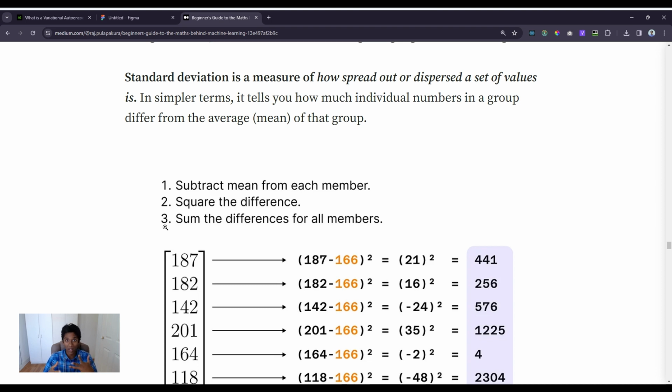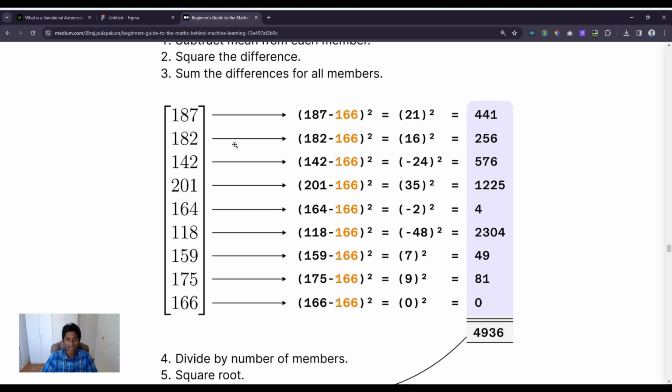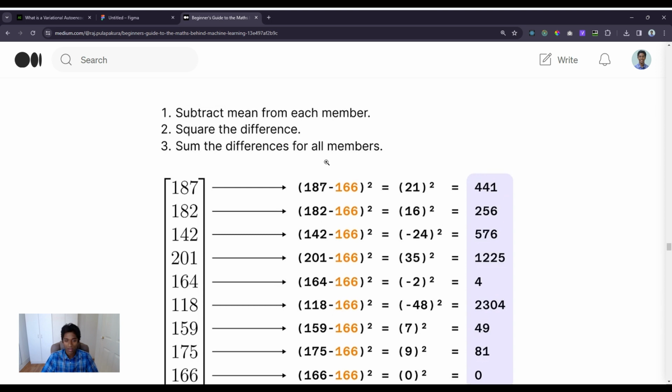And here are the steps to calculate the standard deviation. It also has a formula, but we'll go over that after we go through the algorithmic steps. The first step is to subtract the mean from each member or each element in the vector. So we have our vector of heights here, and what we're doing is we calculate the mean, which is 166 as we calculated before, and we subtract that from each value in the vector. So 187 minus 166 is 21. And then we square these numbers. So we take 21 and we square it, and that gives us 441.